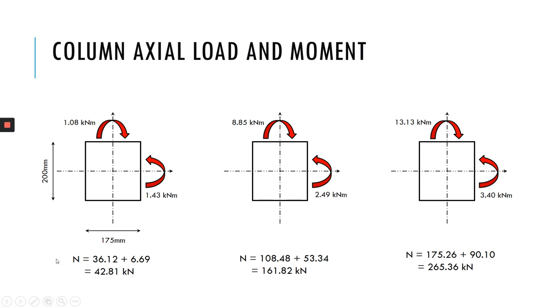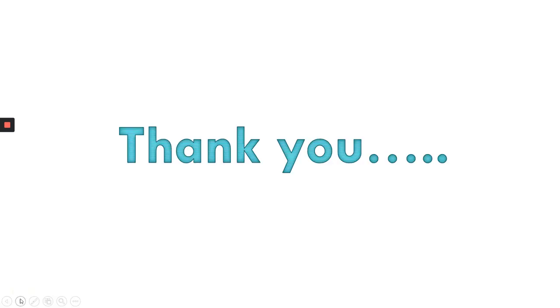Okay, so I hope that by this explanation you understand how to analyze the column. Then after you get this moment value and also the point load or axial load value, you may proceed to design your column. Okay, so as usual, you have to do your classification check and also you have to design your column, either short or slender column. I hope that this explanation will help you to analyze the column, and if you have any question, you may comment or you may ask me.